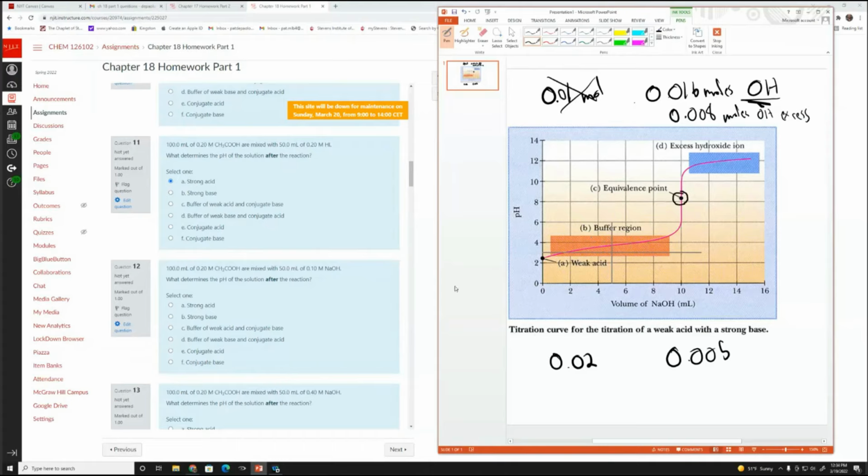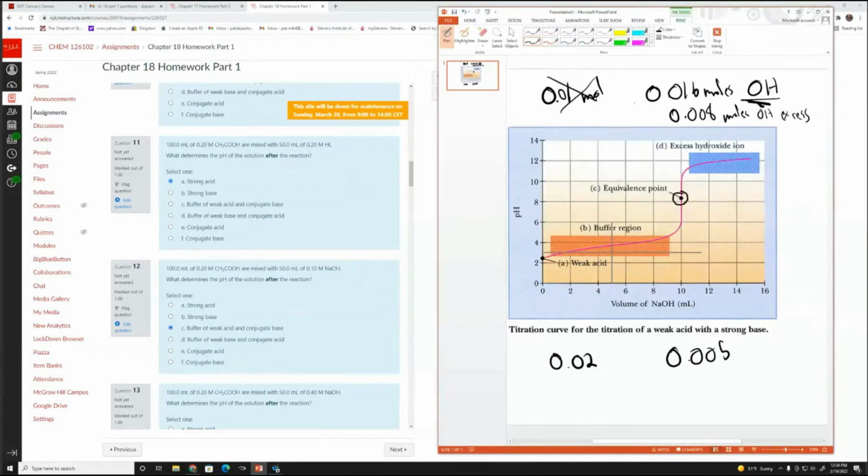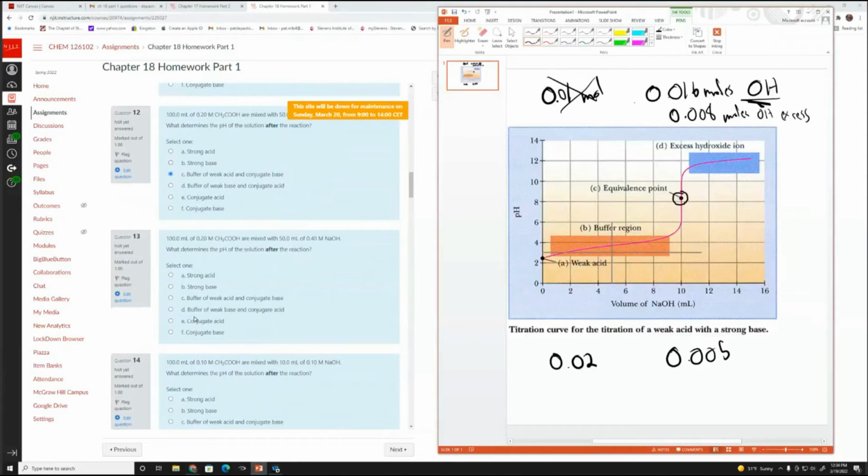So what determines the pH would be the buffer of the weak acid and its conjugate base, because we have the weak acid still present, which is the acetic acid, and the conjugate base is going to be the amount of weak acid that is converted to conjugate base by the neutralization by NaOH.